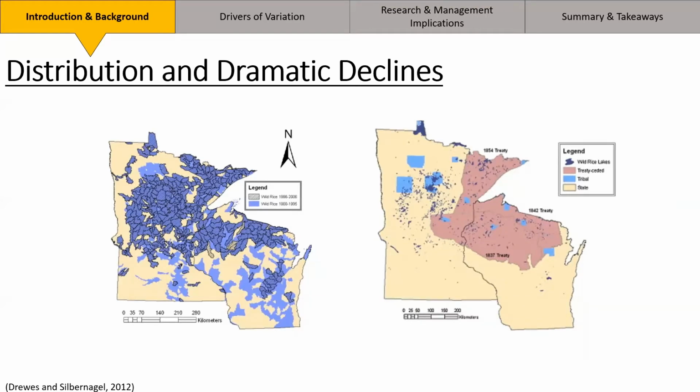The map on the right here shows wild rice bodies across state, treaty-ceded lands, and tribal lands in the 2000s. The reasons for these declines are complex and interconnected, and they include climate change, land use change, and pollution.